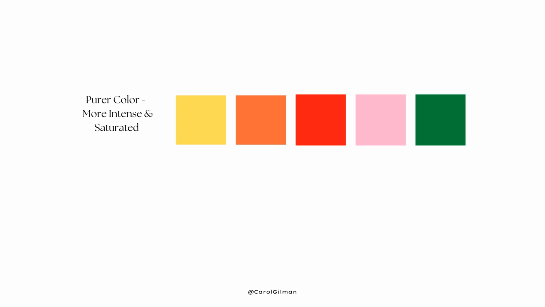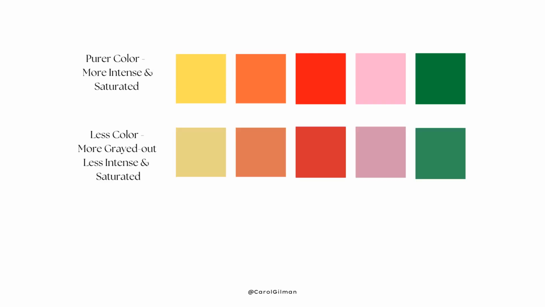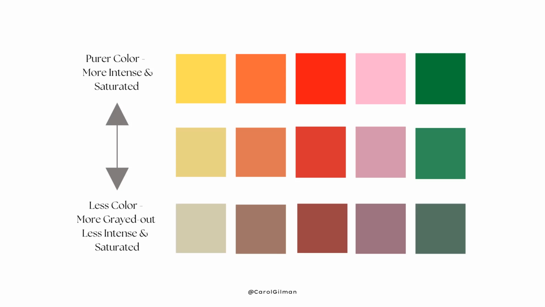But if that color is grayed down, we can think of it almost like a neutral color in some versions. And maybe it's more subdued or soft and less contrast. So color intensity really just has to do with how intense that color is. And the more intense, the more color is in a color. And the less intense, the less of that color is in that color. So how does all of this work?